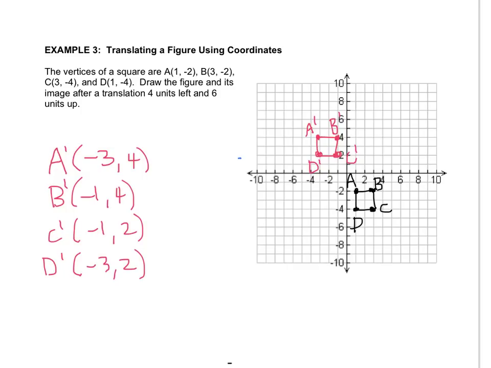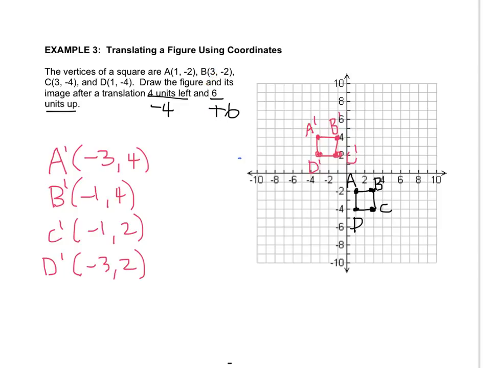Last thing I just want to point out, because we didn't use the algebra notation at all, where we added or subtracted, I just want to show you what would happen. So we would subtract 4 from the x, and we would add 6 to the y. So let's see what happened. 1 minus 4 is -3. -2 plus 6 is 4. 3 minus 4 is -1. -2 plus 6 is 4.